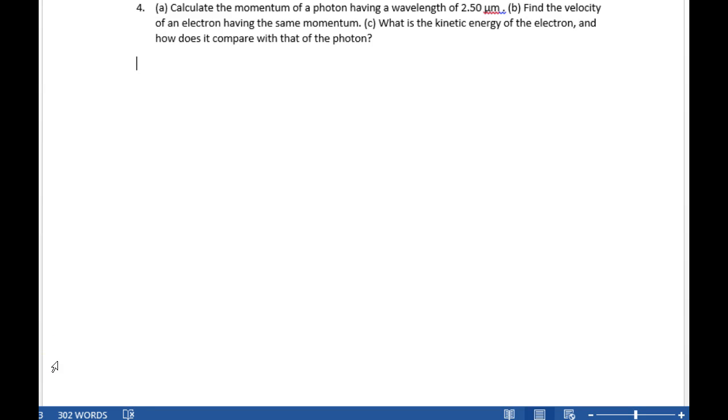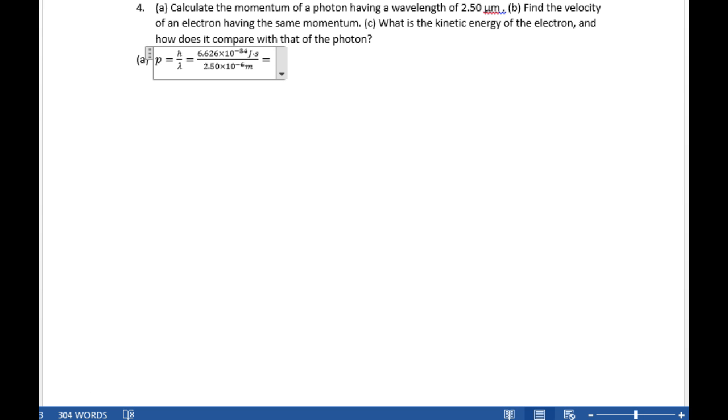All right, homework 10, problem 4. In this one, we want to find the momentum of a photon having a wavelength of 2.5 microns. The momentum of a photon is just h over lambda, right? And h is 6.626 times 10 to the minus 34 joule seconds. And lambda in this case is 2.5 times 10 to the minus 6 meters.